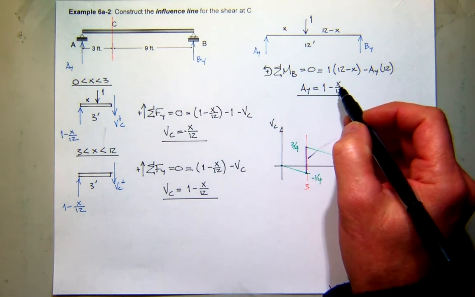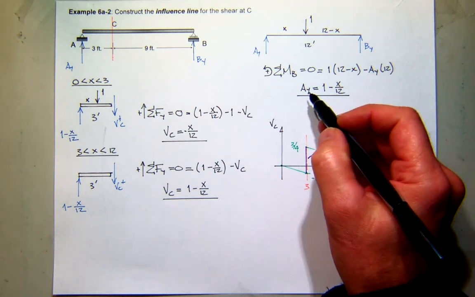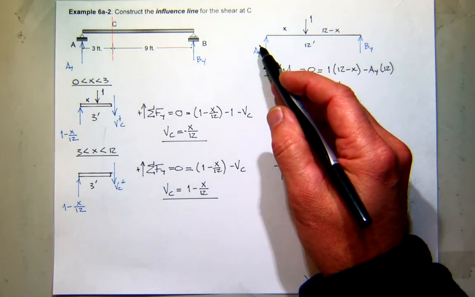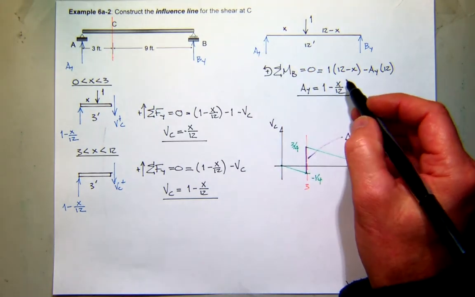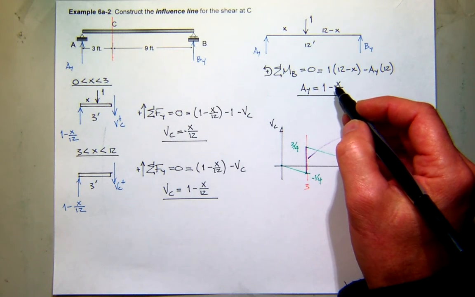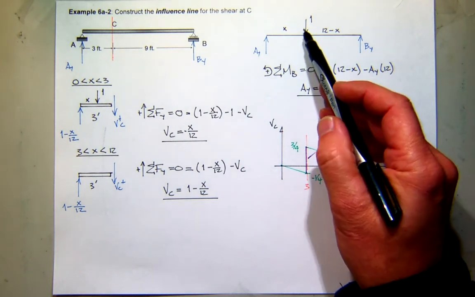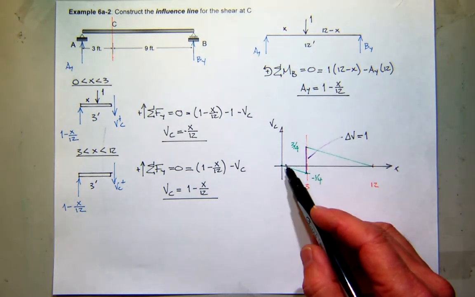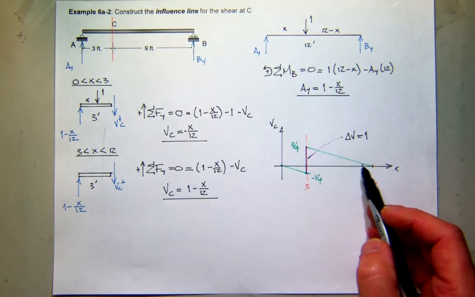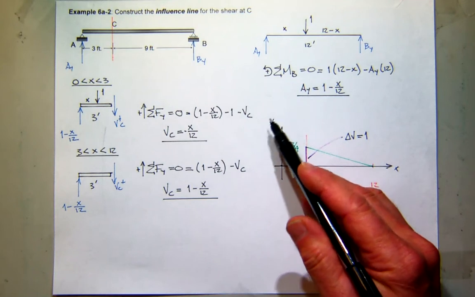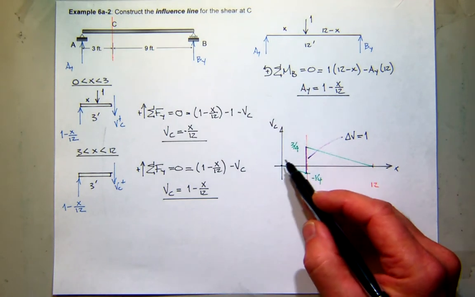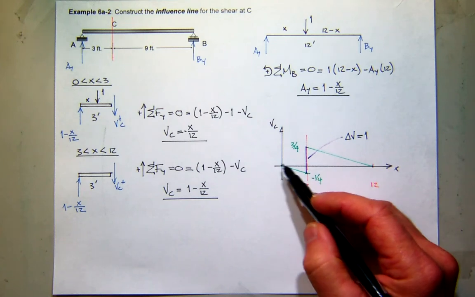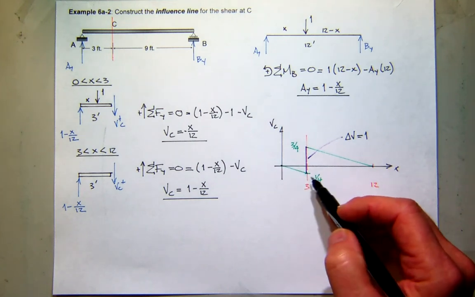And what is that x value? What is x telling me? Does it tell me where AY is? No, where's AY? AY is at A. Is it moving? No. So what is the function of x? The location of the moving load. That's the function of x. So what I'm plotting here is the location of the moving load. I'm always at point C. It just so happens that point C is here at 3 feet. So it behaves differently before 3 feet than it does after the 3 feet.